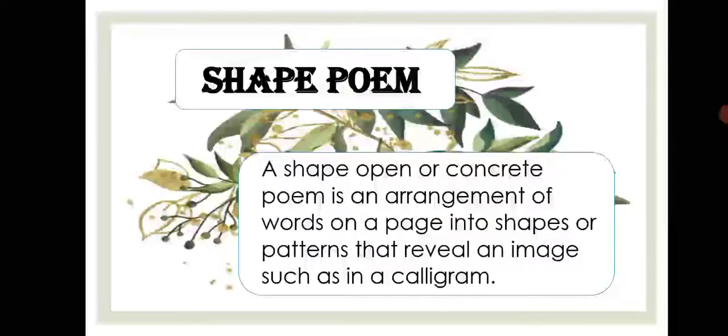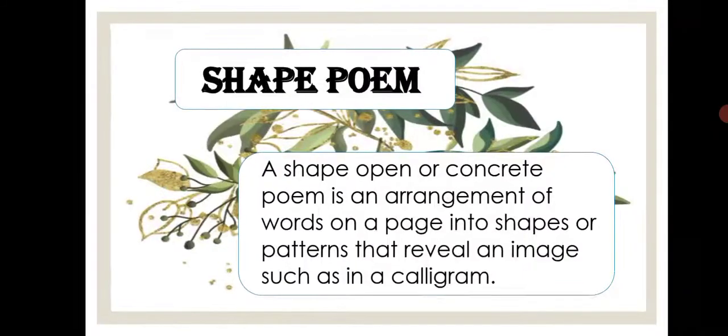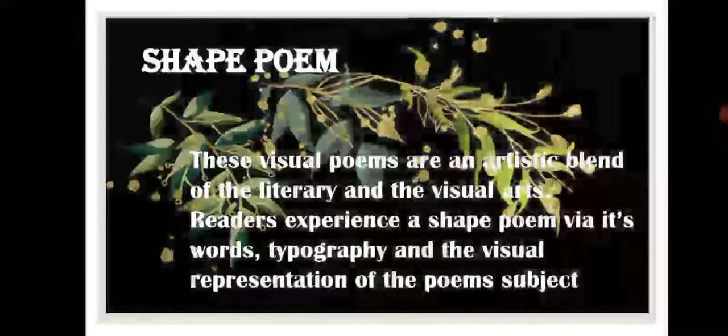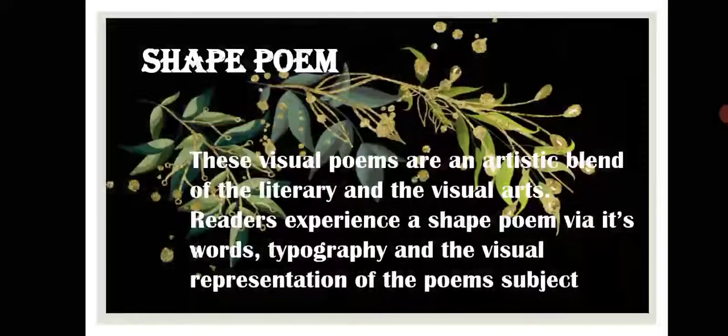The next is the shape poem. A shape poem or concrete poem is an arrangement of words on a page into shapes or patterns that reveal an image, such as in a calligram. These visual poems are an artistic blend of the literary and the visual arts. Readers experience a shape poem via its words, typography, and the visual representation of a poem's subject. The meaning of the poem is enhanced by the shape of the poem itself, rather than the actual words used. It means that with this type of poem we can easily know its meaning based on the shape its poem constructs.